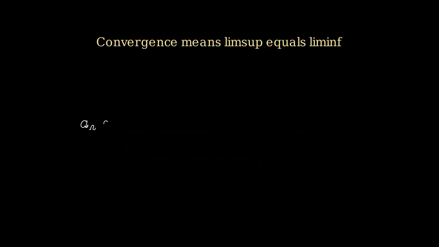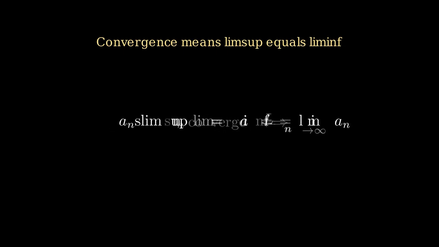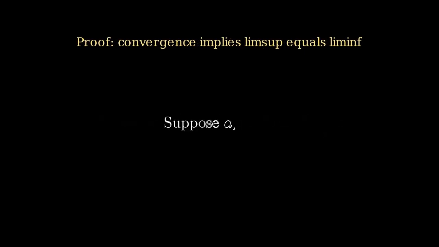Here is the key theorem. A sequence converges if and only if its limit superior equals its limit inferior, and when they are equal, that common value is the actual limit of the sequence. Let us prove this from first principles, starting with the forward direction.